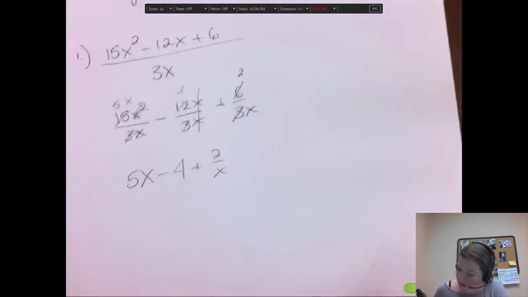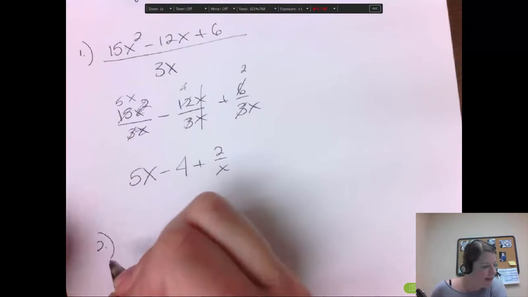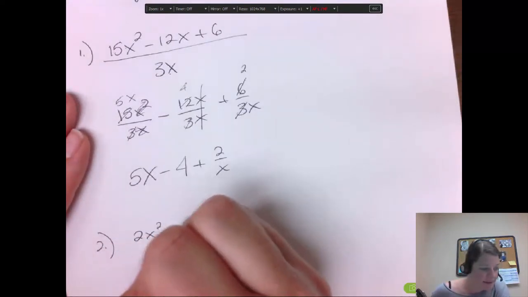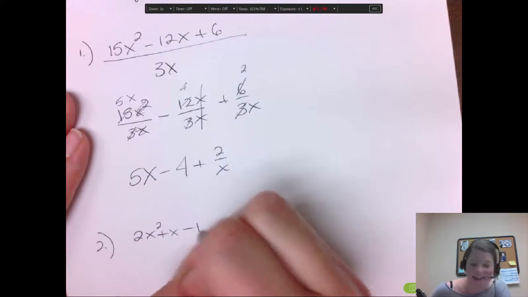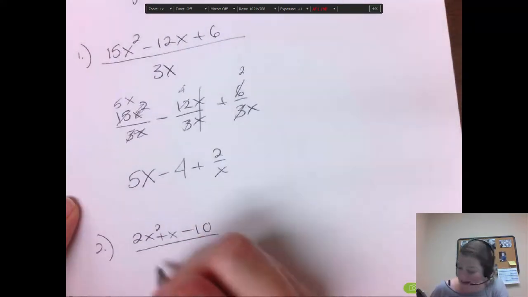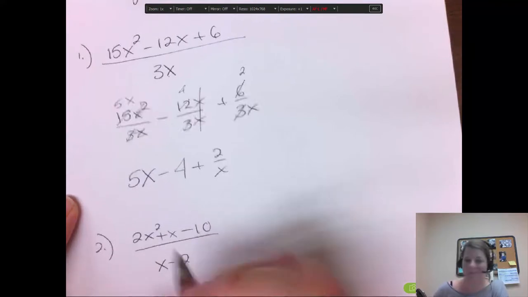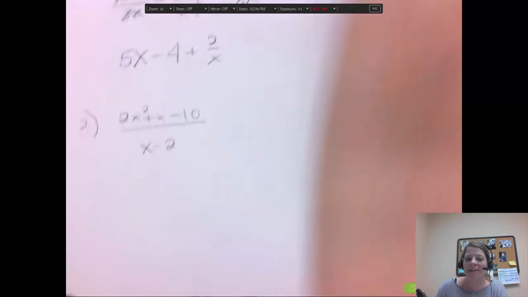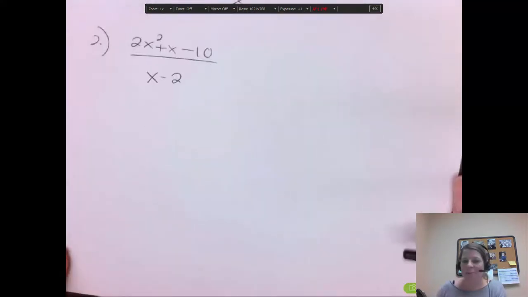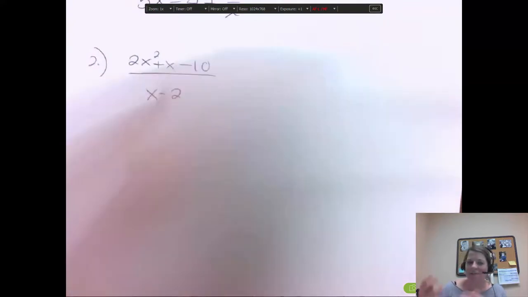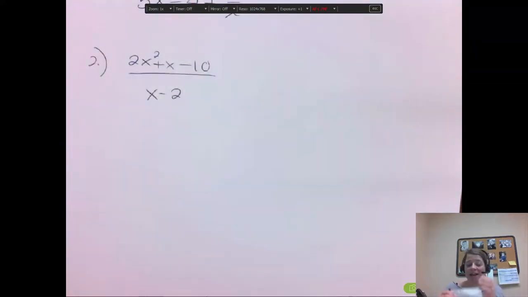Here's where it gets a little trickier. What if I have 2x squared plus x minus 10, all divided by x minus 2? If we broke this up, we'd put x minus 2 under all three. It's just going to make ugly fractions. We're not going to get it simplified, and it's not going to do us a lot of good.